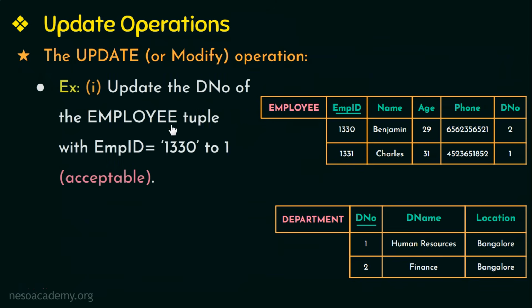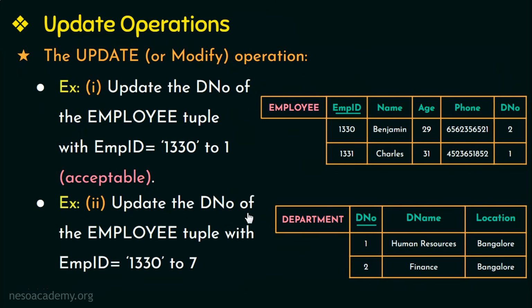The first example is update the D number of the employee tuple with employee ID equal to 1330 to 1. Here it is necessary to specify the condition to select the tuple to be modified. This example is about updating the D number of the employee relation with employee ID 1330. The D number here is 2. They are asking us to update it to 1. So this update is acceptable because it does not violate any of the four constraints. Let us see another example.